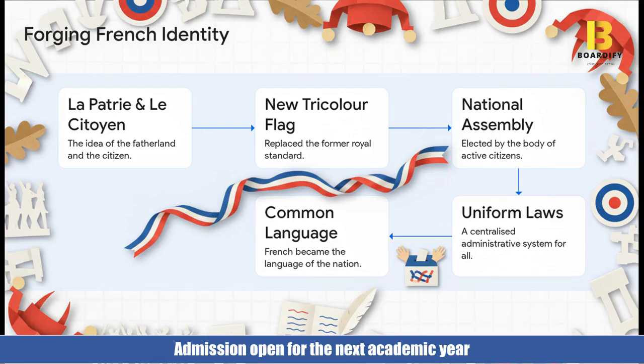They came up with ideas like la patrie, the fatherland, and le citoyen, the citizen. They swapped the old royal flag for the tricolor we know today. They set up a national assembly that was actually elected by the people. They made laws the same for everyone. They even made French the official language for the whole country. Literally every single thing they did was about creating this one shared French identity.